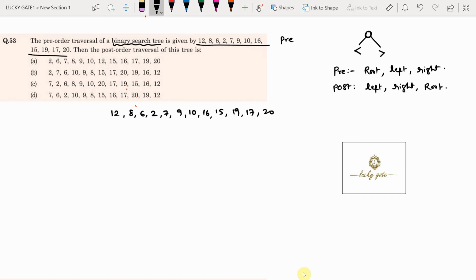Because this is a pre-order traversal, we know that the first will be the root node of the tree. What will be the root node? 12, right? According to the binary search tree, the left subtree should have lesser values, so all the key values less than 12 will be the left subtree of 12, and all key values greater than 12 will be the right subtree of 12. Now this is the left subtree, this is the right subtree of 12.